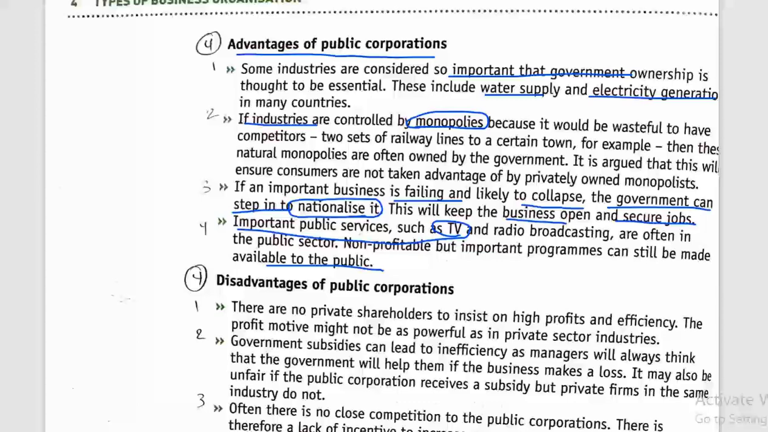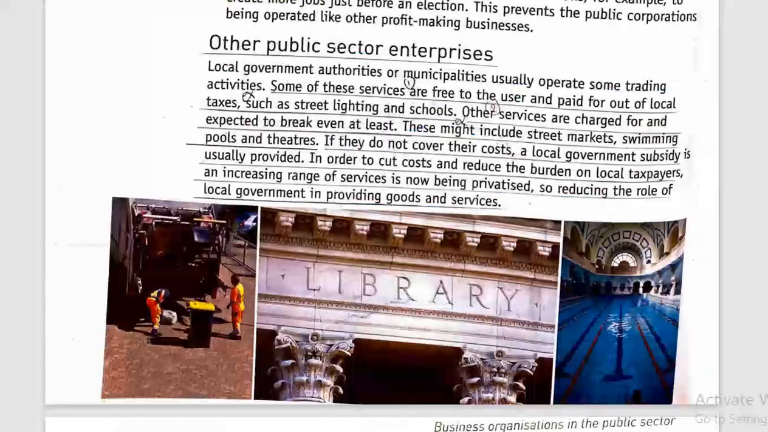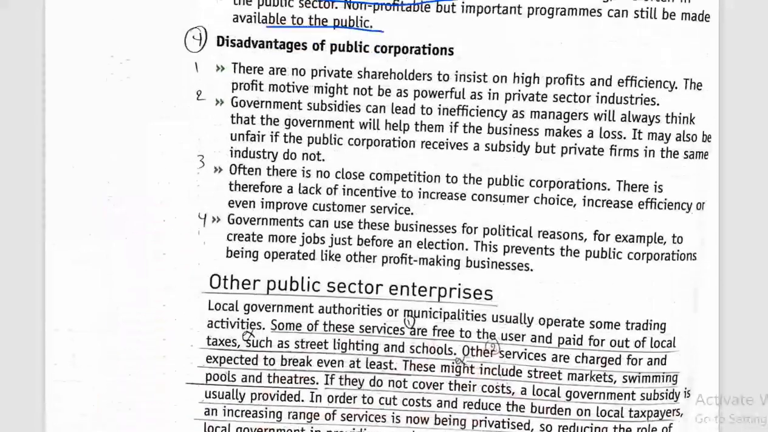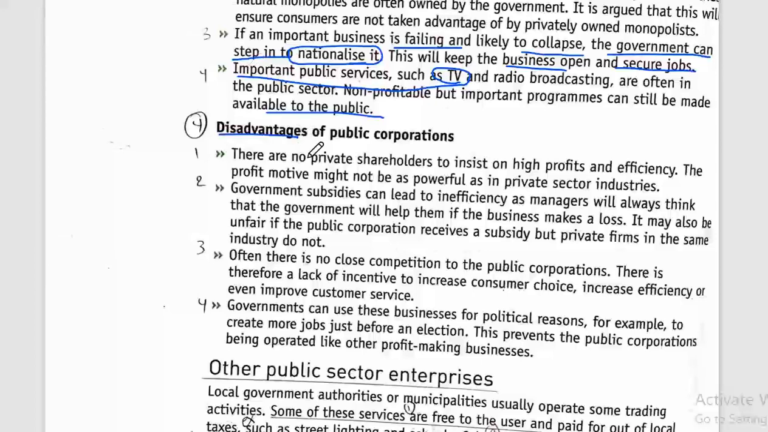Now, the disadvantages of public corporation. There are no private shareholders to insist on high profits and efficiency. The profit motive might not be as powerful as in the private sector industries. As we said, when we are talking about the public corporation, their main aim is not making profit, not making money. So in the public corporation, because profit is not the main motivation, having high profit and efficiency is not their main goal.